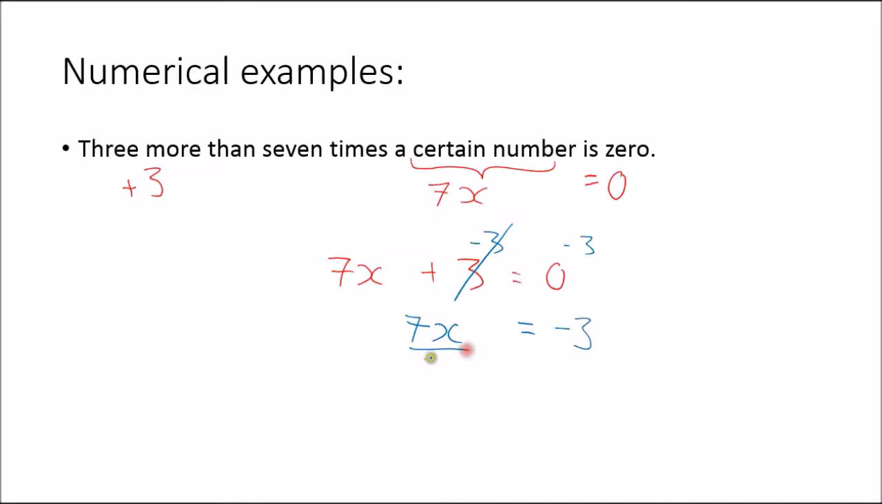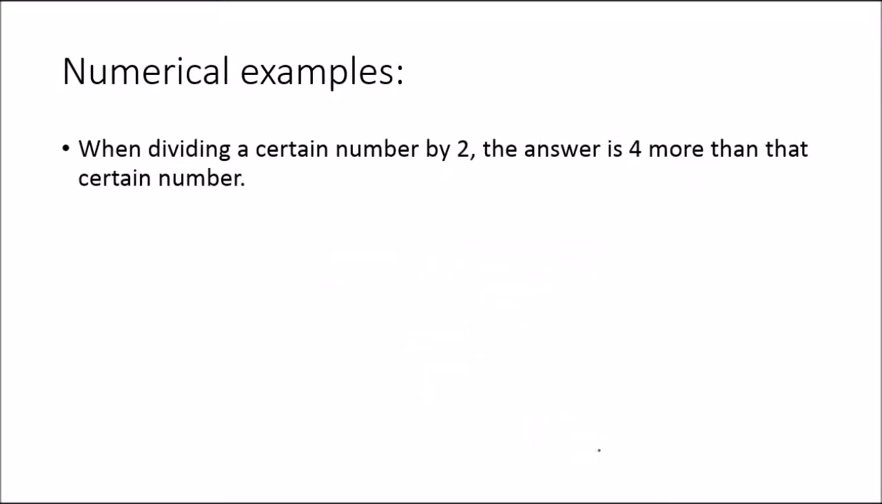And so we will then divide both sides by 7, doing the opposite operation at each stage, and so we end up with x equaling minus 3 over 7. Okay, looking at another example.